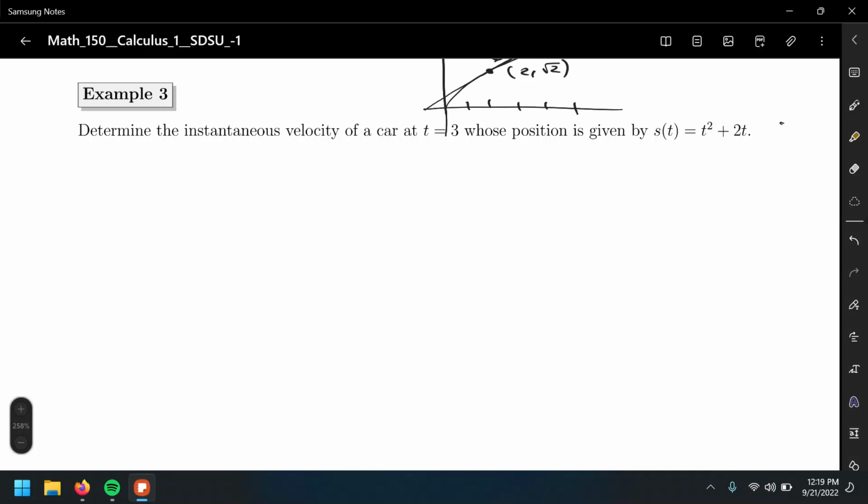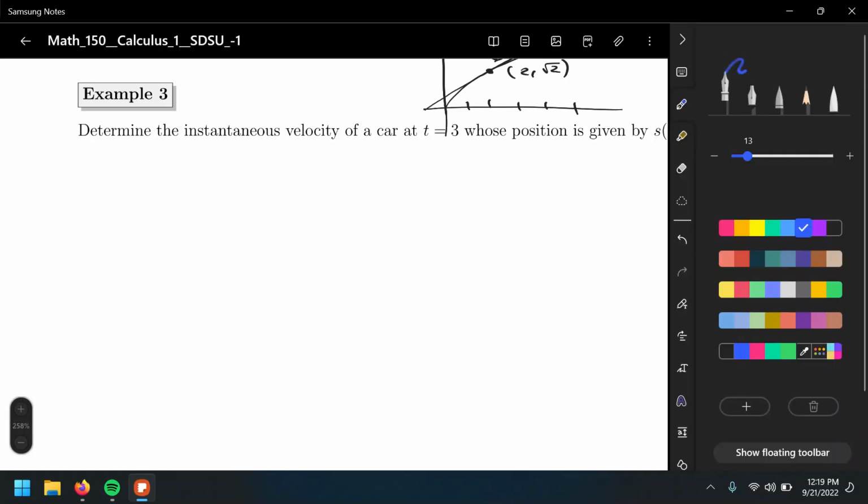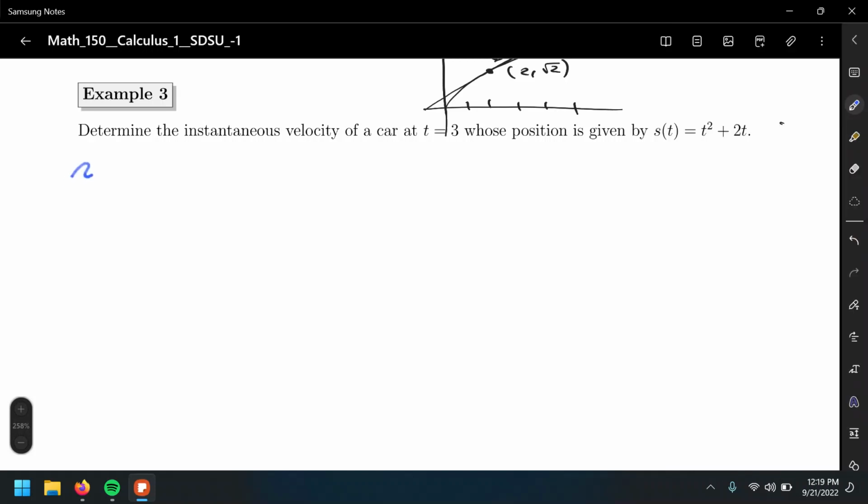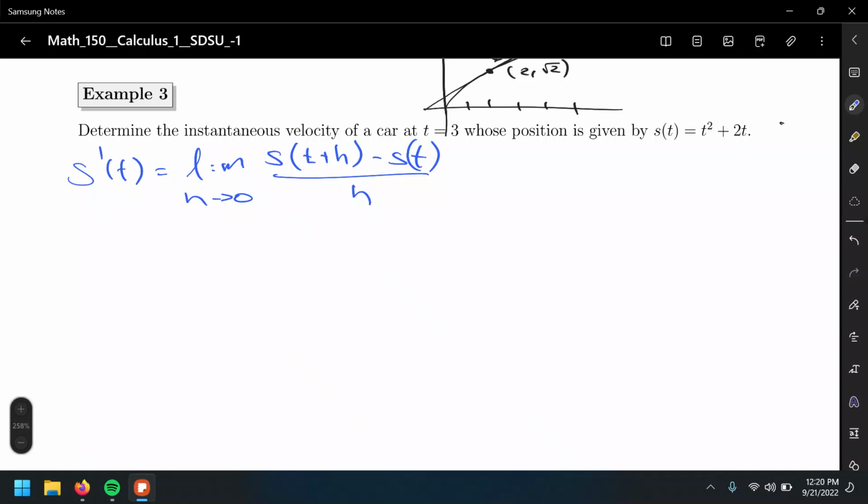Number 1. Okay, let's find the limit. Let's find the limit for s prime. The limit of, in this case, s of t plus h minus s of t, that's the original function, over h as h approaches 0. Right? Same formula, but what are we using here? What are we doing here essentially? Well, just adapting the formula for the derivative to position versus time instead of y versus x.